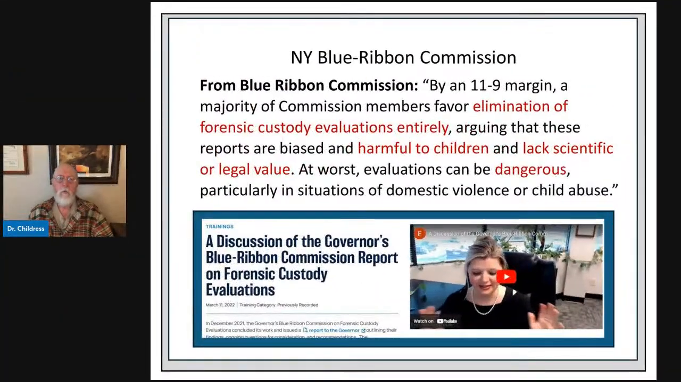The New York Blue Ribbon Commission, New York appointed a Blue Ribbon Commission to look at forensic custody evaluations. And here's one of the findings, and I recommend all the legal professionals become familiar with this New York Blue Ribbon Commission on Forensic Custody Evaluations. By an 11-9 margin, a majority of commission members favor elimination of forensic custody evaluations entirely, arguing that these reports are biased and harmful to children and lack scientific or legal value. At worst, evaluations can be dangerous, particularly in situations of domestic violence or child abuse.